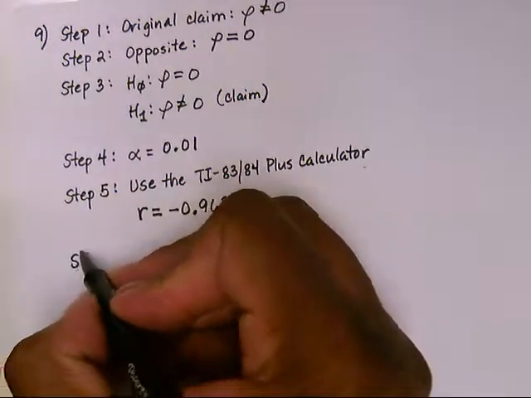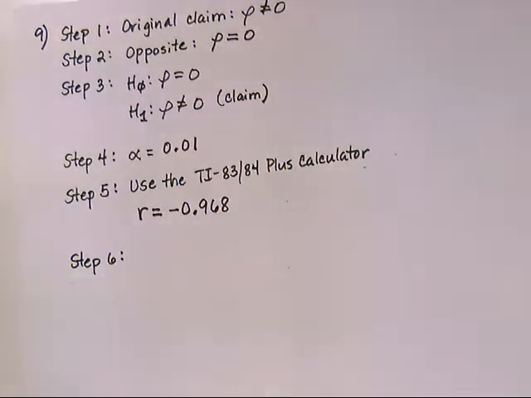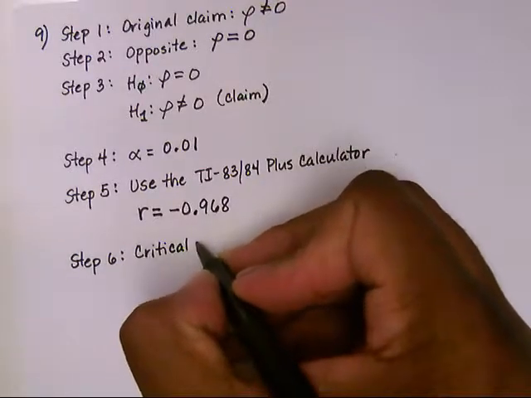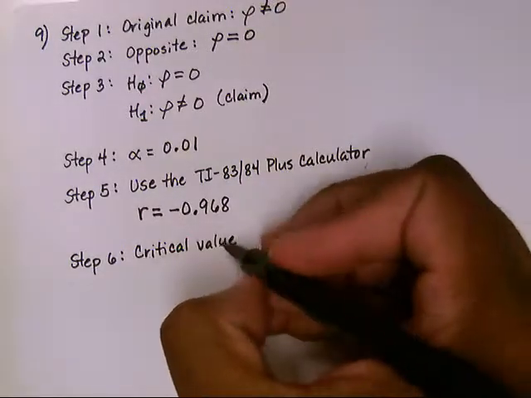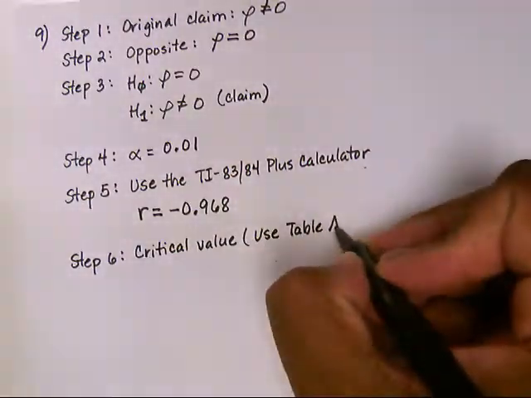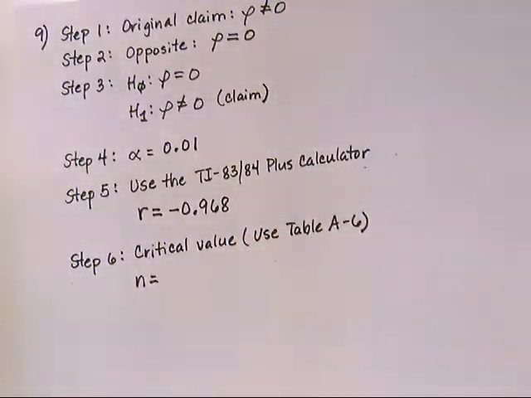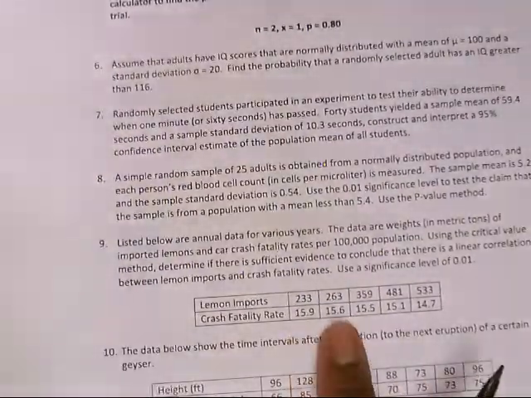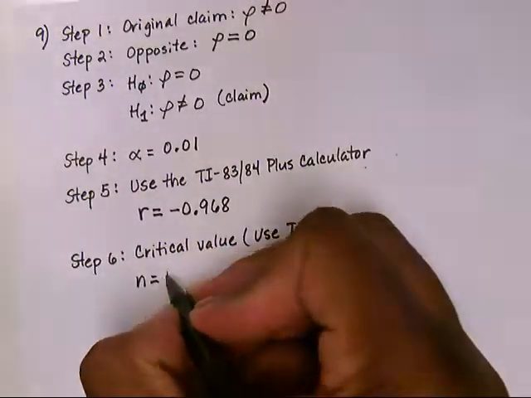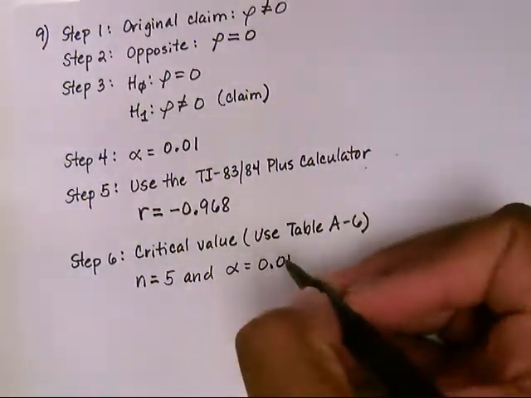Okay. Now step number 6 is to use the critical value method. So here, with this, we have to use table A-6. We need to identify n. Now, in this data set, there are 5 paired data values here. So that means your n is going to be 5. And the alpha level from step number 4 is 0.01.